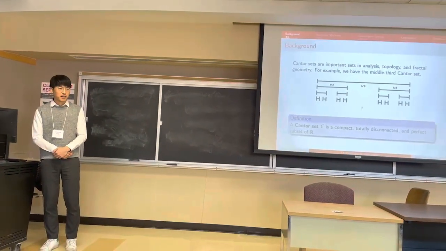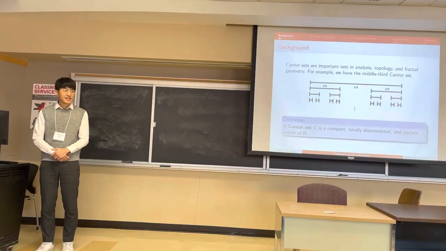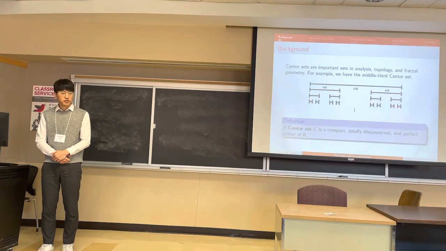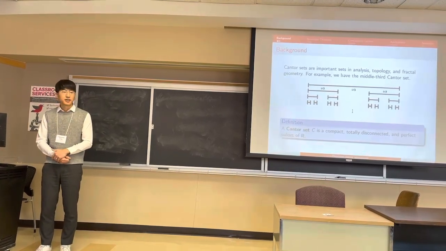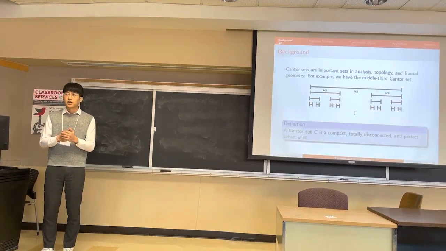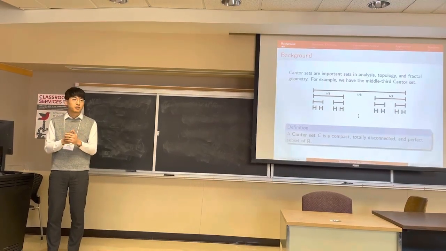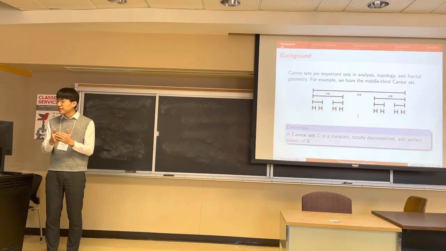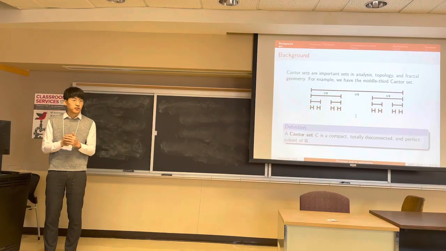So let's start with some background. Cantor sets are well known to be important in analysis, topology, and fractal geometry. For example, we know the well-known example of the middle third Cantor set, which we start with the closed interval, we remove middle thirds continuously. And this is an example of a more general definition that we're going to adopt, which we define Cantor set to be any compact, totally disconnected, and perfect subset of R.